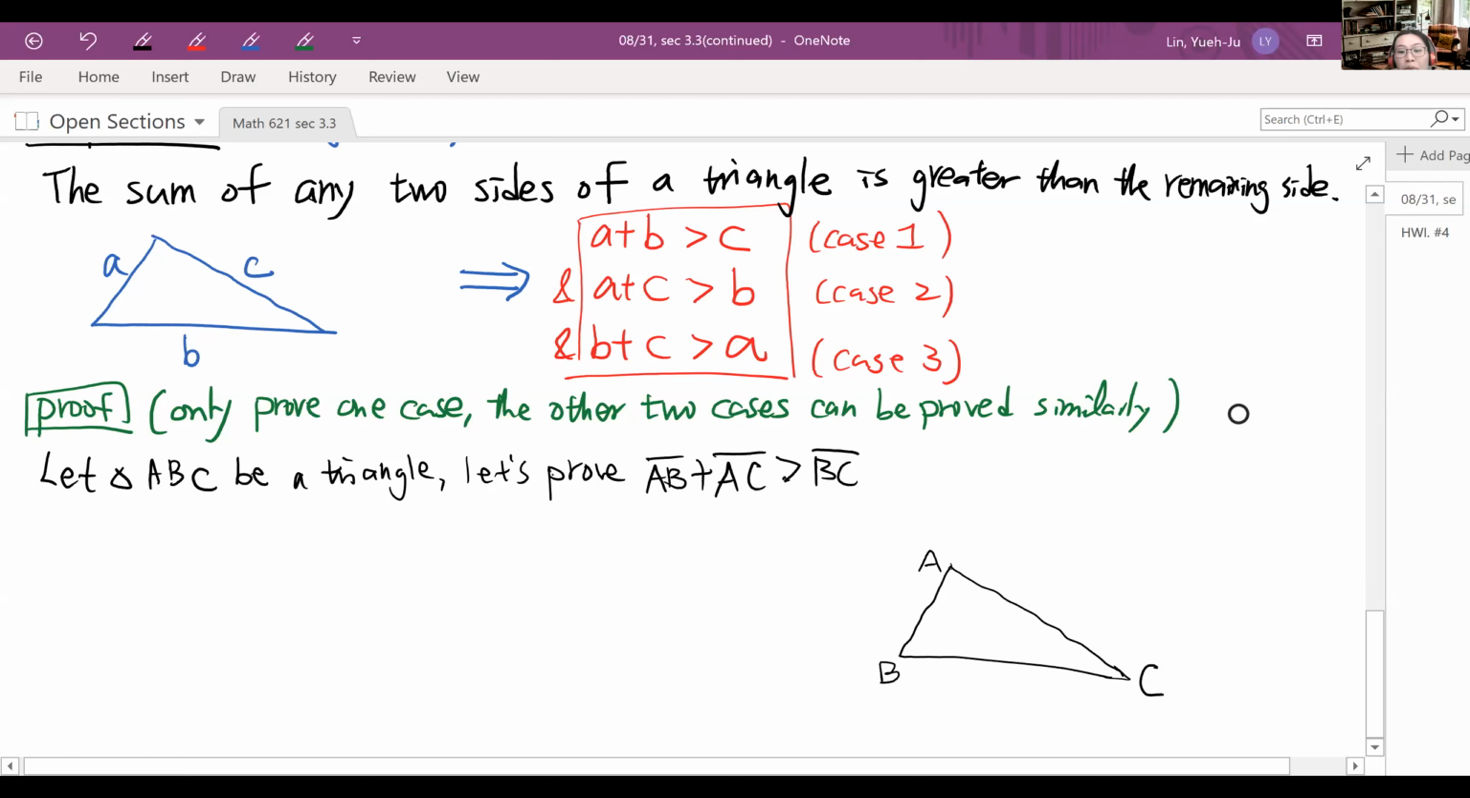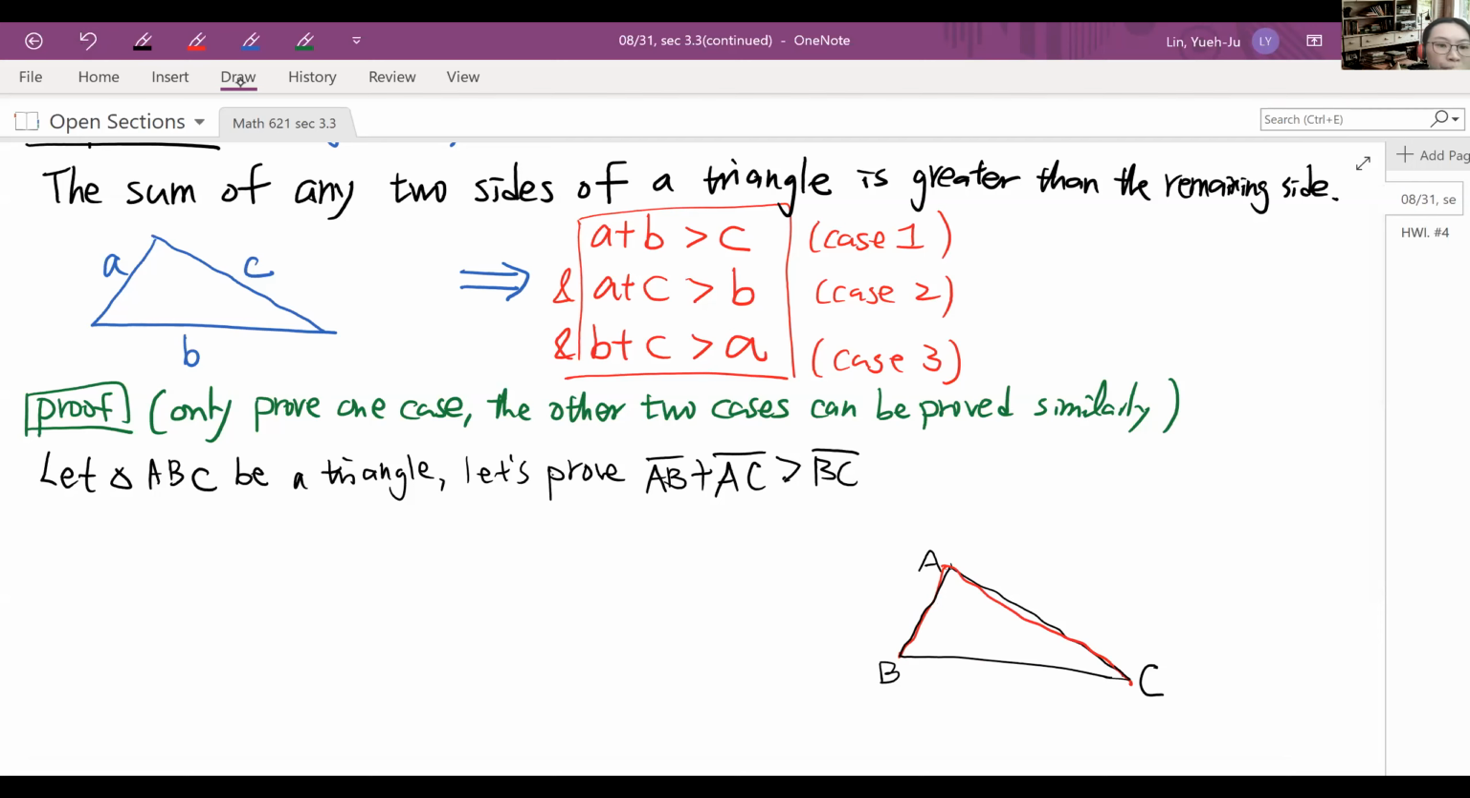So we're going to prove only 1 case. First, let's say we have this picture, the triangle A, B, and C that I drew here. I want to prove that the side AB plus AC is going to be bigger than the third side. Okay, so first, let's see how we are going to do it.